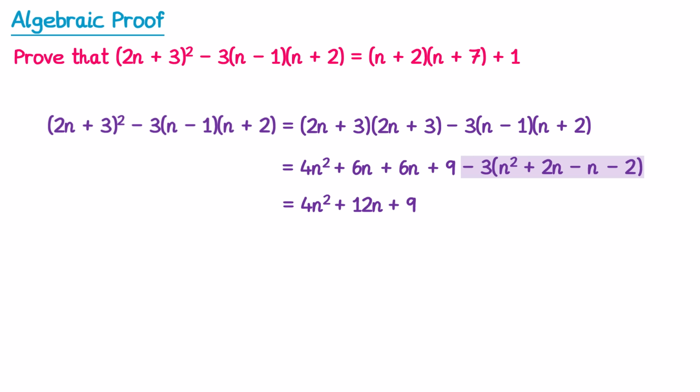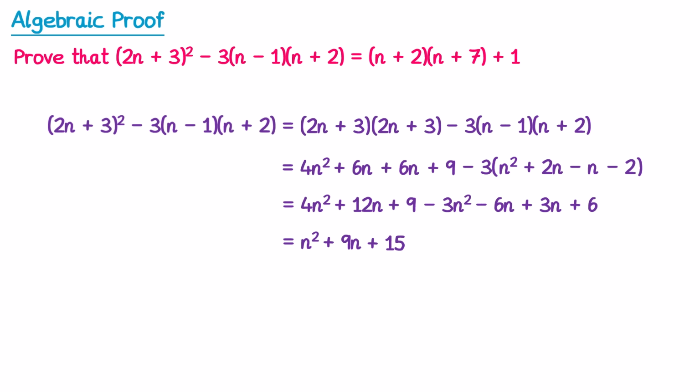So it's negative 3 times n squared, or negative 3n squared, negative 3 times positive 2n, so negative 6n, negative 3 times negative n, and two negatives multiplied gives a positive, so positive 3n, and negative 3 multiplied by negative 2, so positive 6. We can now simplify by collecting like terms. So in n squared, we've got 4n squared minus 3n squared, which is 1n squared. We've got 12n minus 6n plus 3n, which is plus 9n. And then we have 9 add 6, which is 15.